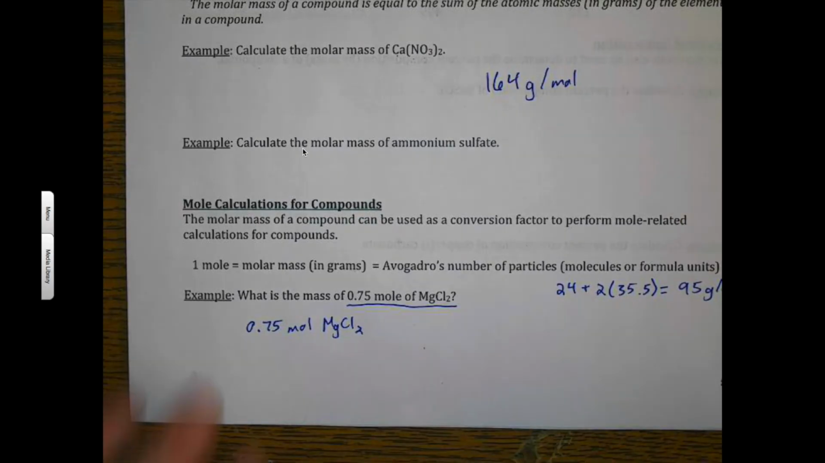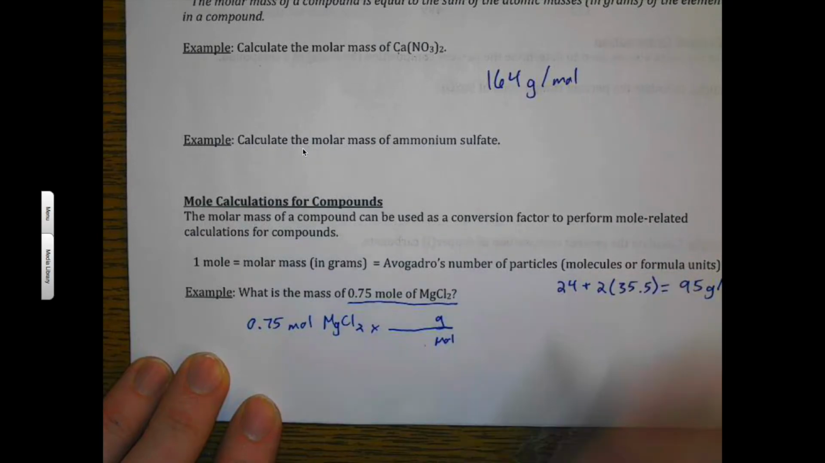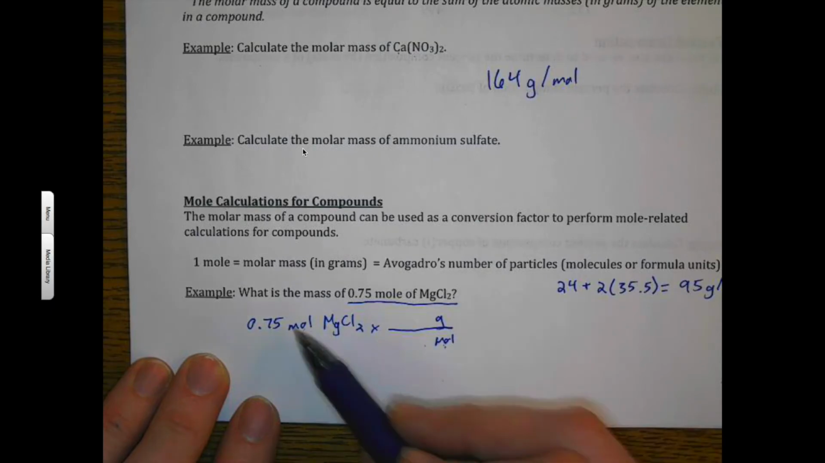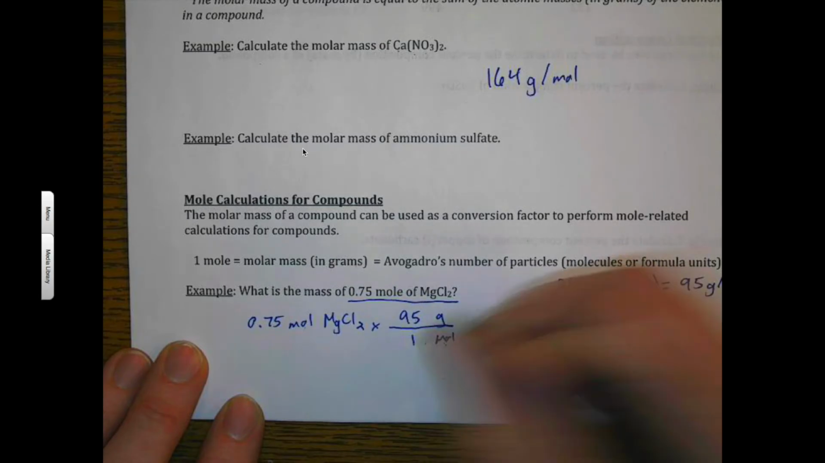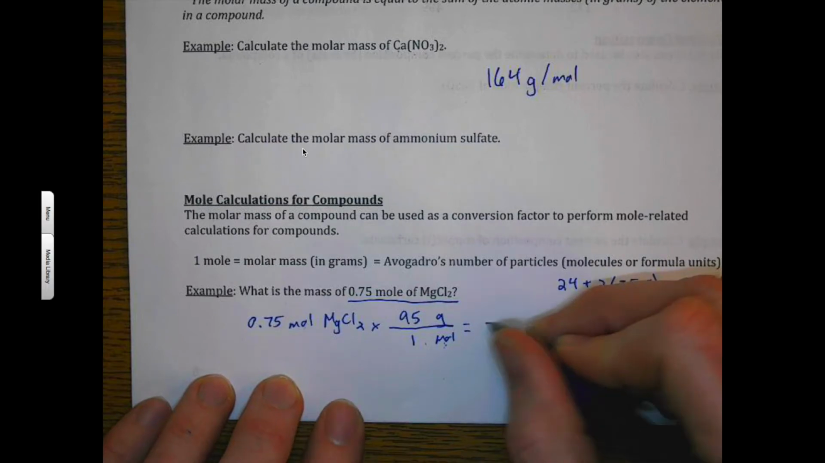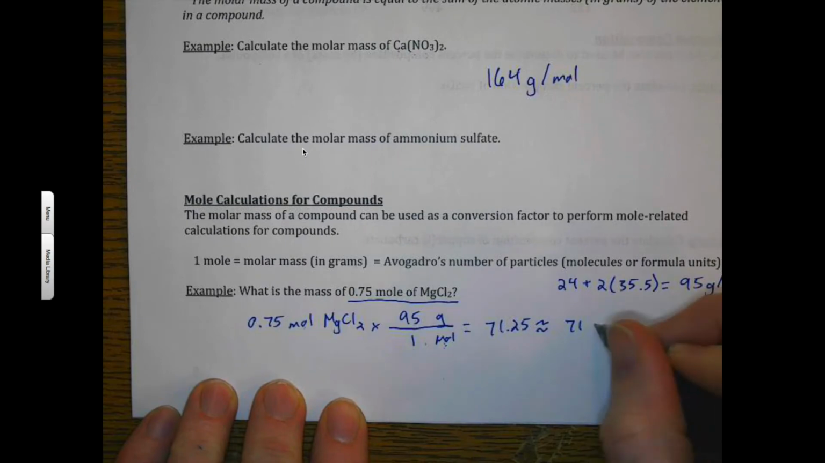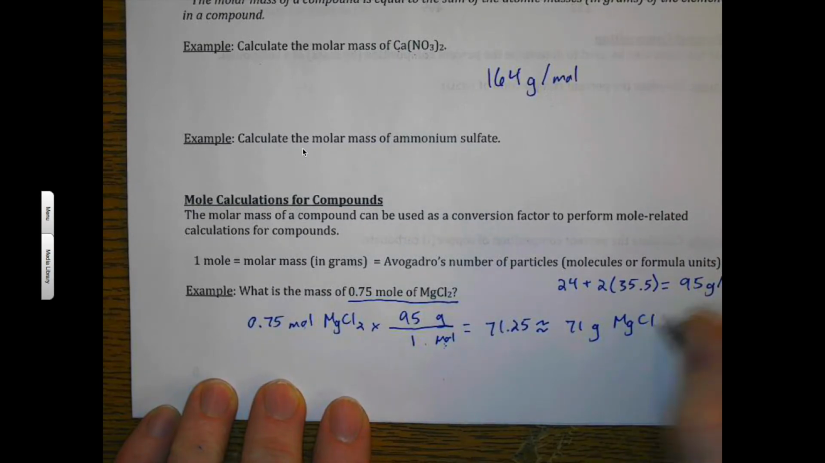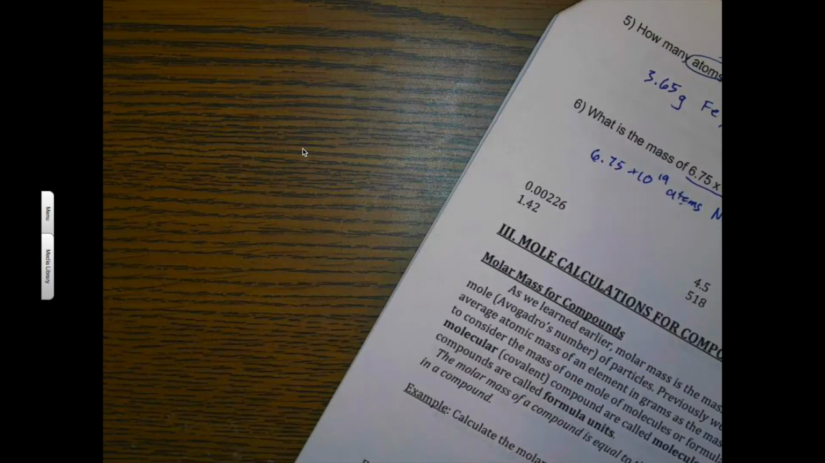So now that's all done. Now we can convert moles into grams, just like so. We're doing the units on top and the units on bottom to cancel out. We got 95 grams on top and 1 mole on bottom. And so 0.75 times 95 is 71.25, which is approximately equal to 71 grams, taking into account our sig figs, because we have 2 sig figs. So you see how everything is kind of starting to build on each other?